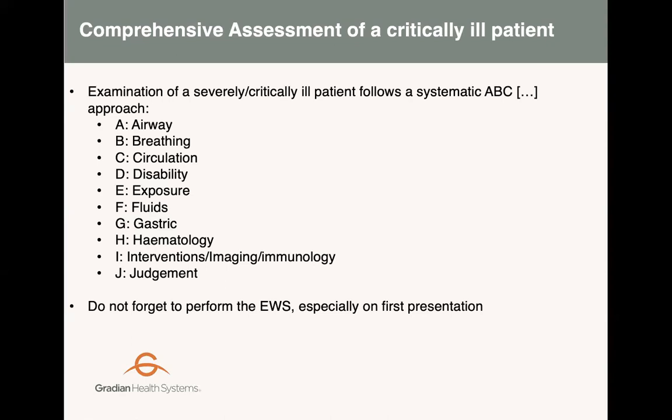This approach is very well known to most of us because it's the most recommended approach in emergency medicine and acute care setups. The acronym is arranged in order of priority: A for airway, B for breathing, C for circulation, D for disability, E for exposure, F for fluid, G for gastric, H for hematology intervention, and lastly, judgment. While doing that, most of the parameters you collect will help you position the patient on a certain score in the early warning system.